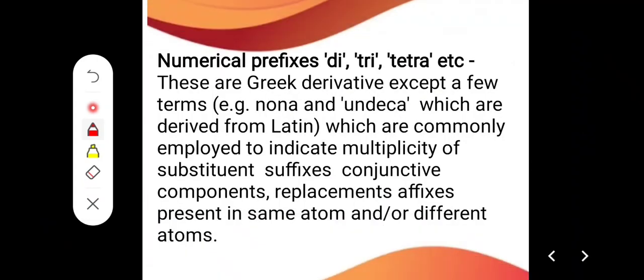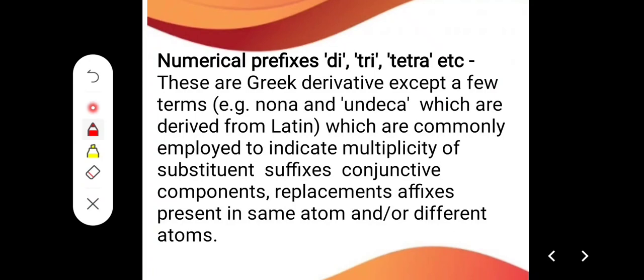So what is the summary? The summary is that there are numerical prefixes that are used, that is di, tetra. Most are Greek derivatives except a few terms, that is nona and deca, which come from Latin words, which are commonly employed to indicate the multiplicity of substituents or suffixes or prefixes that should be present.